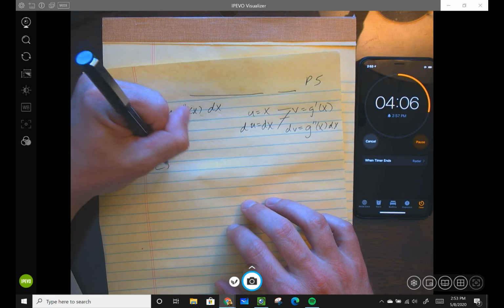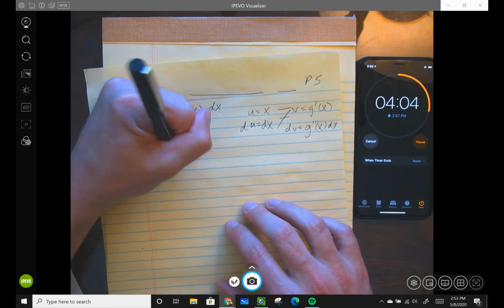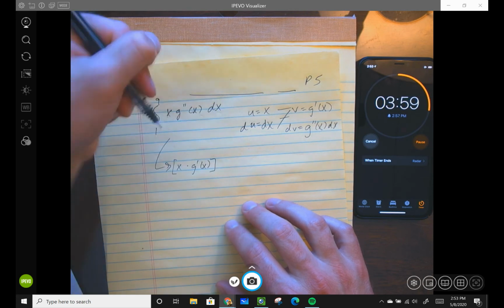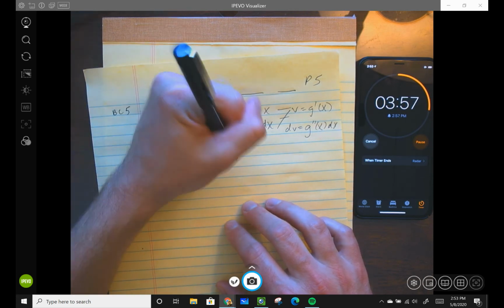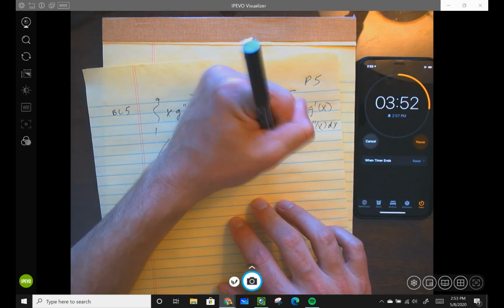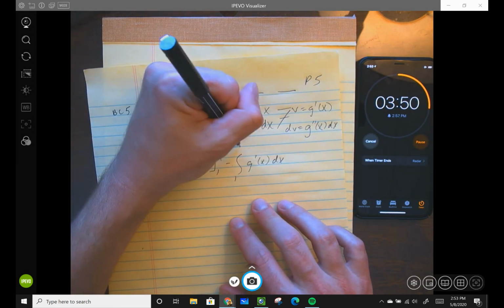So this is going to equal uv, which is x times g prime of x, evaluated at the endpoints, minus the integral of v du, which is g prime of x dx. And that's from 1 to 9.